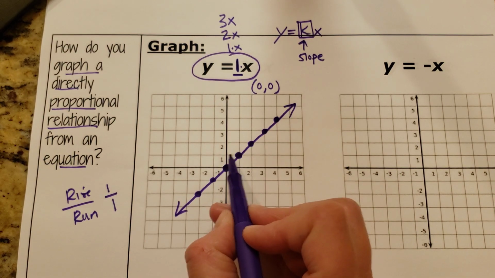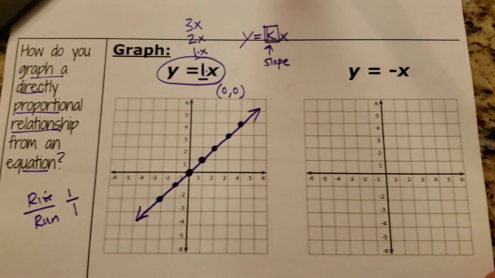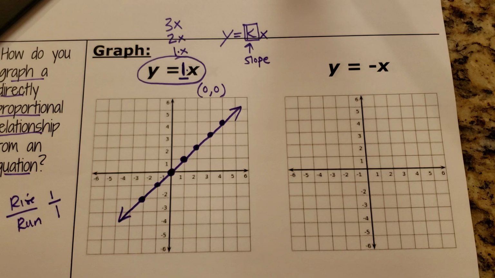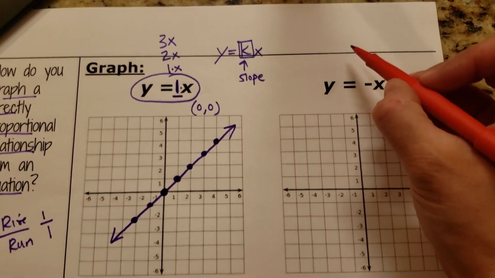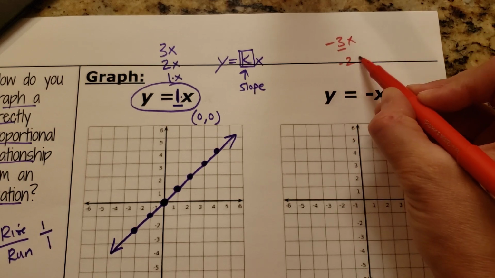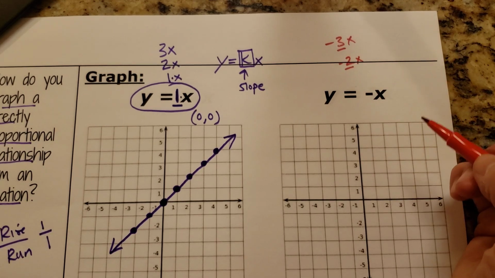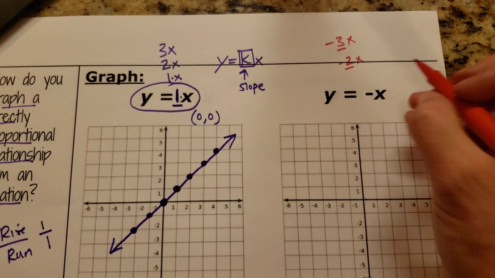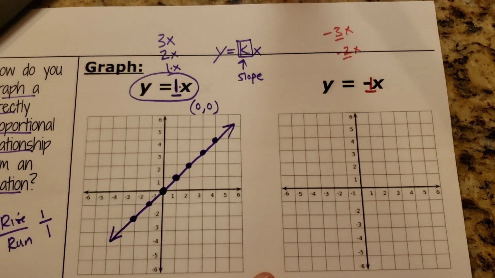Rise 1, run 1 simplifies to a slope of 1. And we did it. Now how is this one going to be different? Do you see here how this says negative x? Just like if it was negative 3x, the slope would be negative 3. Or if it was negative 2x, the slope would be negative 2. What about if it's just negative x? What invisible coefficient is in front of the x? You guessed it, it's negative 1.